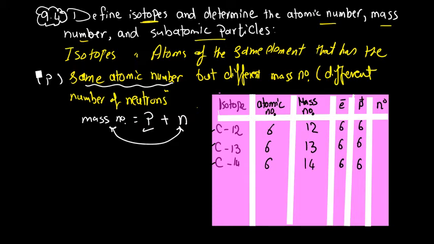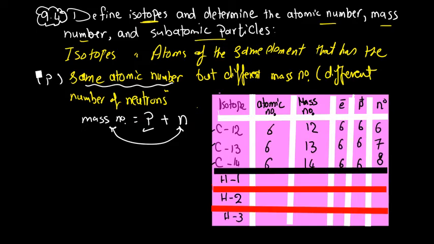So in calculating the number of neutrons in each isotope, in carbon 12 isotope, it's 12 minus 6, 6. Here, 13 minus 6, 7. And 14 minus 6, 8. So the number of neutrons are different. So different types of isotope is only due to the different number of neutrons.